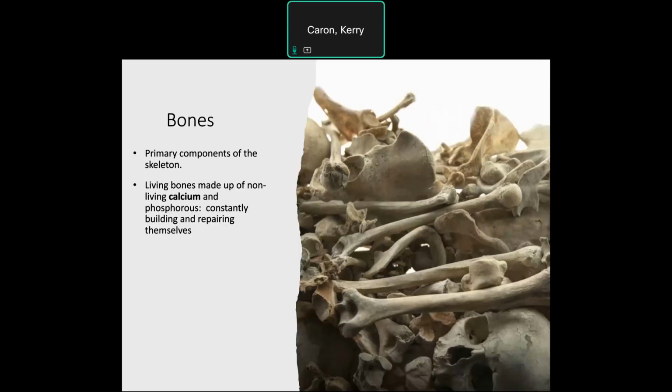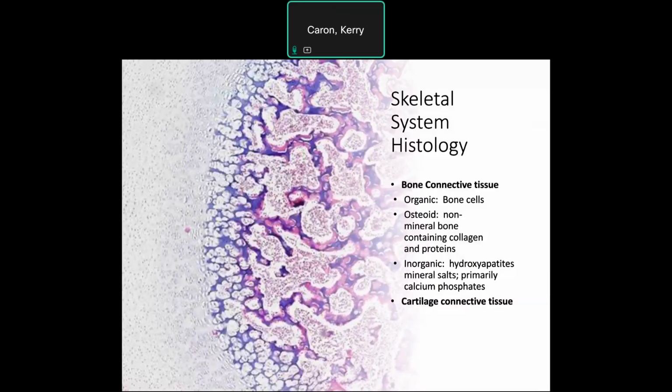Okay, so what are bones? We talked about the skeleton. So what are bones? Because they mostly make up the skeleton. A lot of it is non-living calcium and phosphorus, and it's constantly building and repairing itself. It's in a constant state of regeneration. So a little histology. Histology, study of the tissues, remember. Bones are connective tissue. Okay, they are organic.